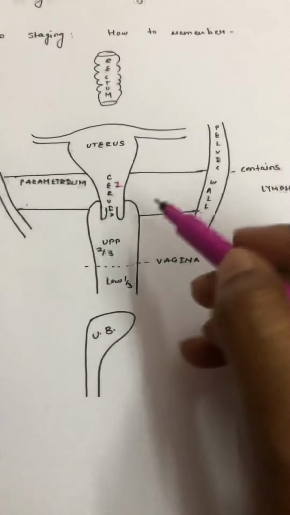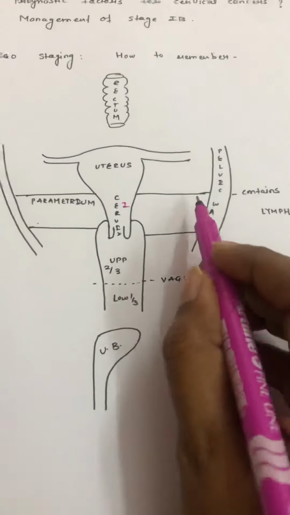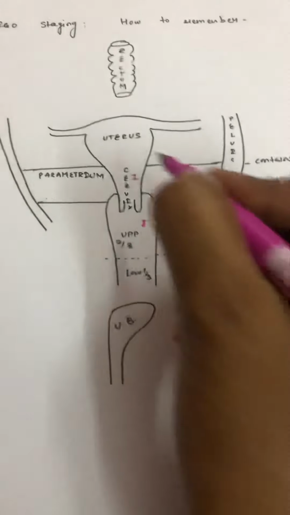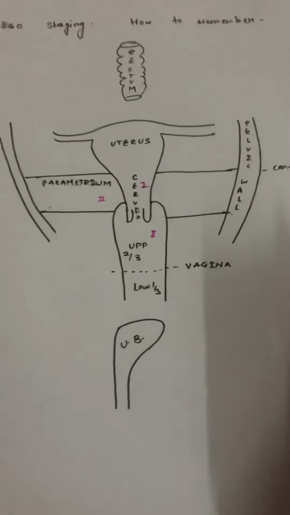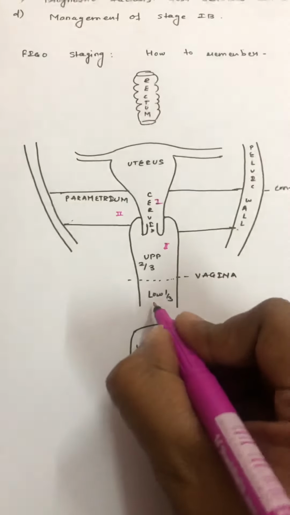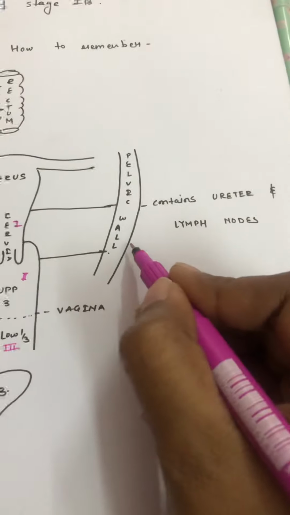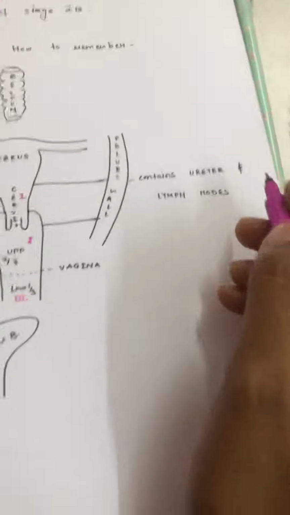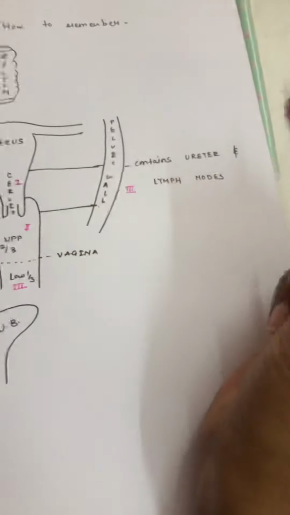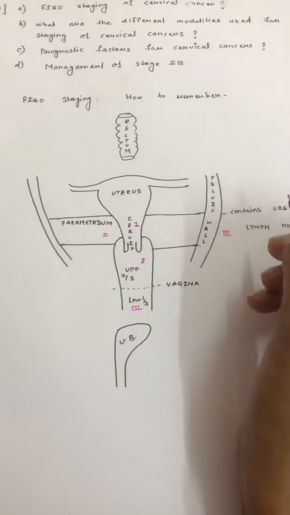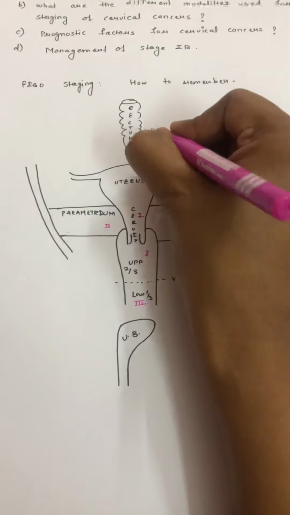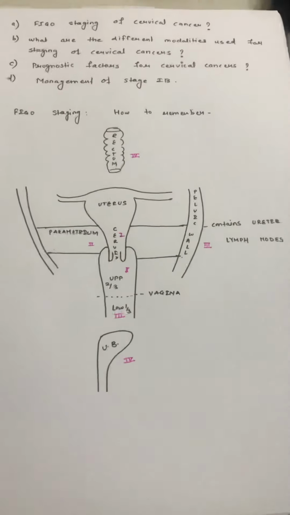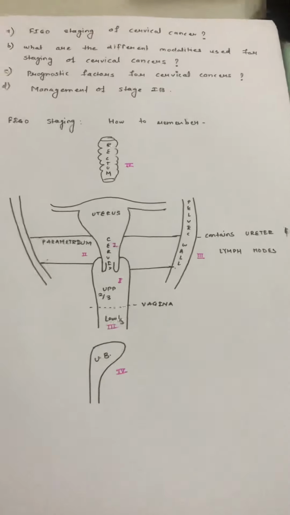Now stage 2 involves the upper 2/3 of the vagina and the parametrium. So we'll call this stage 2. Here also I'm writing down 2. The third one is the lower 1/3 involvement of the vagina as well as the pelvic wall. Obviously when the pelvic wall is involved, it will definitely involve the ureter and the lymph nodes. So we'll call this stage 3. And the last one is the fourth stage, in which the adjacent organs or the distant organs are involved. Distant organs like liver, lungs, bone are called distant organs.